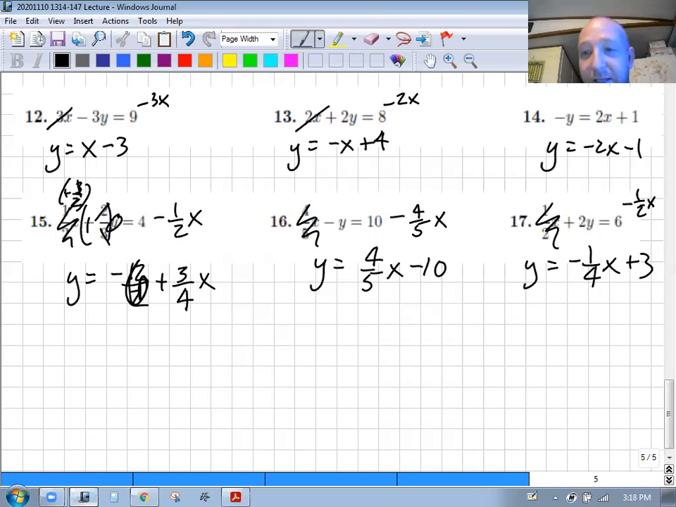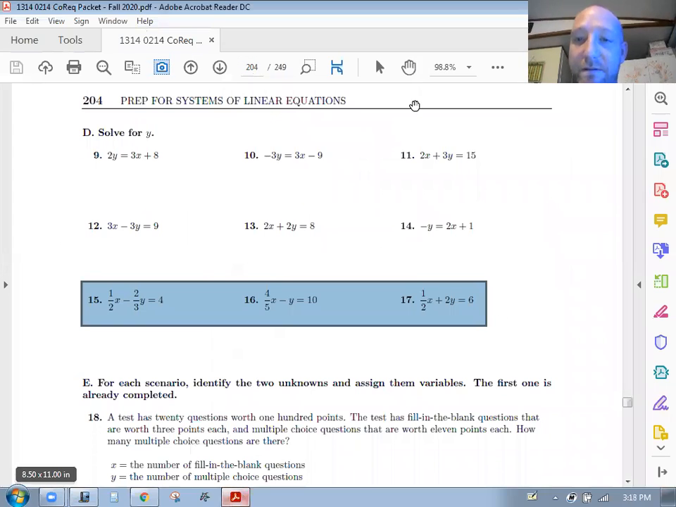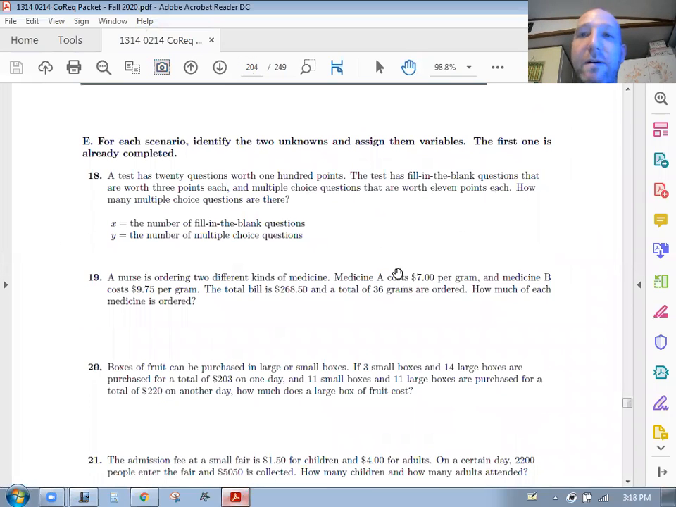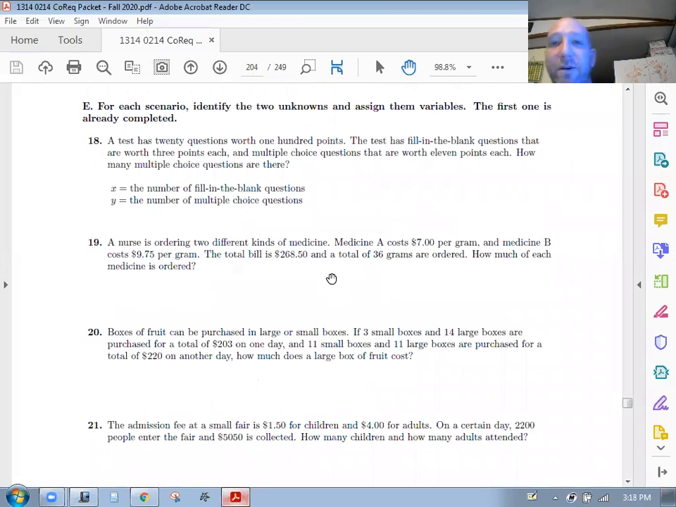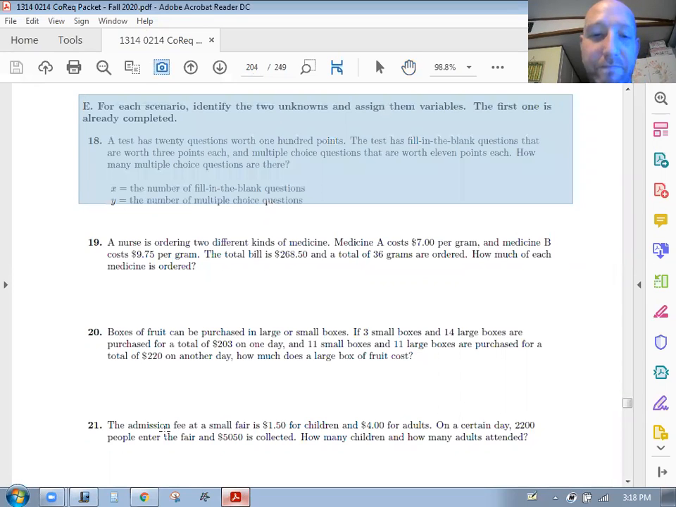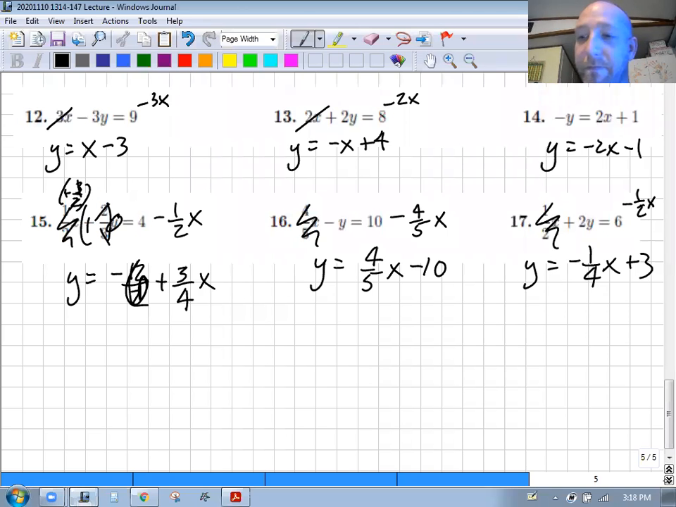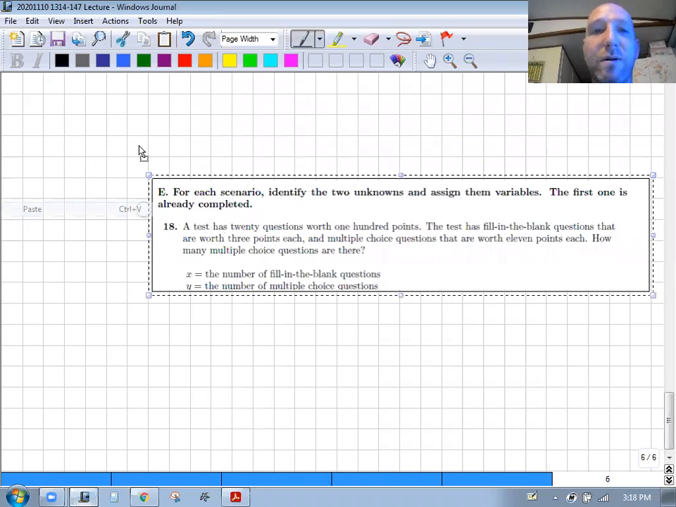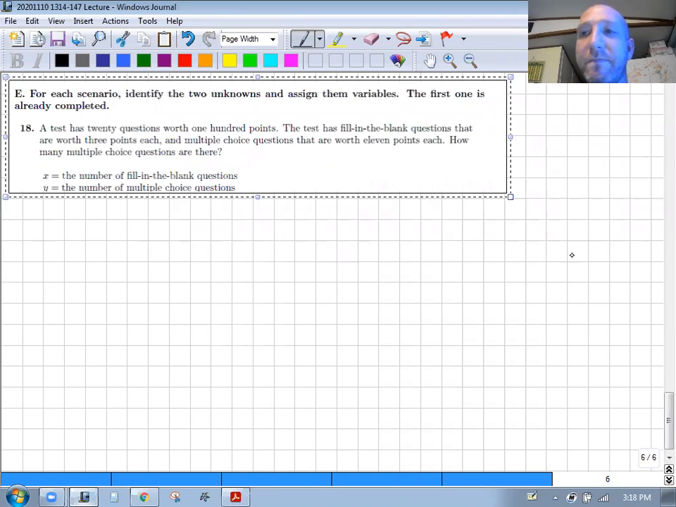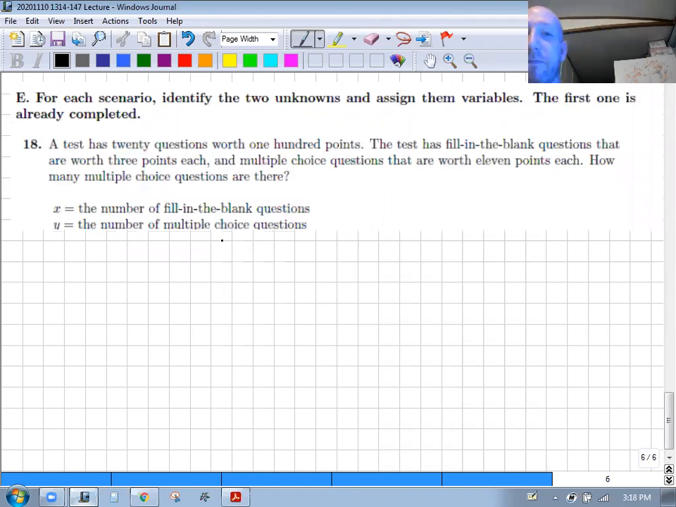All right, sorry about that. All right, for each scenario, identify the 2 unknowns, assign them variables. The first one is already completed. So these are going to be fun. Word problems. They've already done half the problem here.